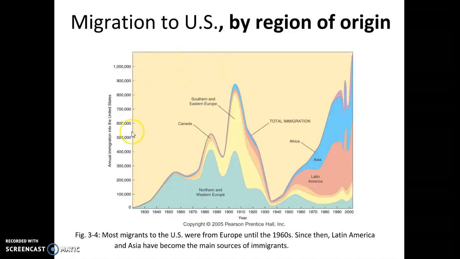by the region of origin. Remember, we took a look at this map, and we saw that the migration to the United States has come really in 3 phases.